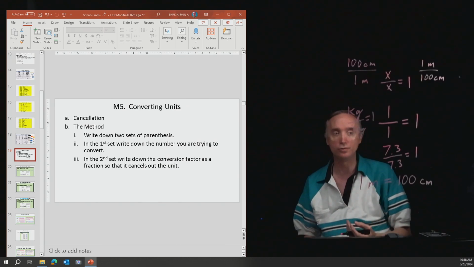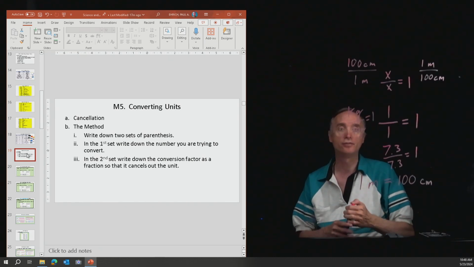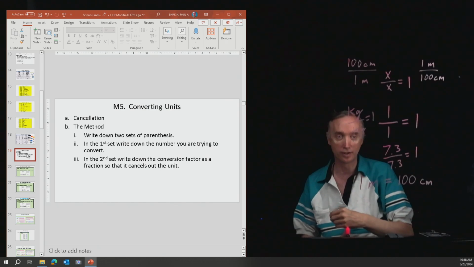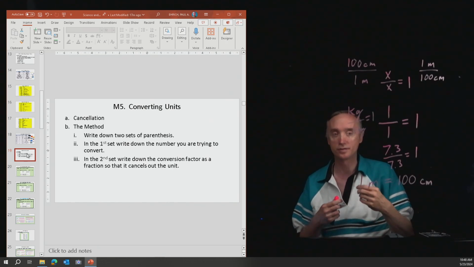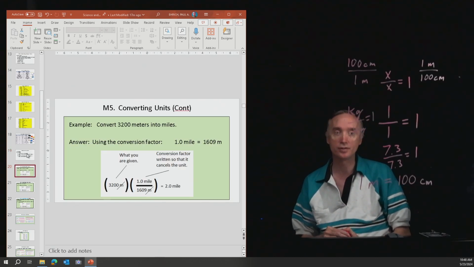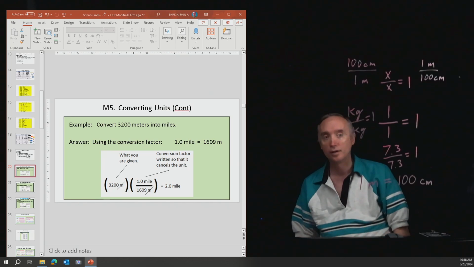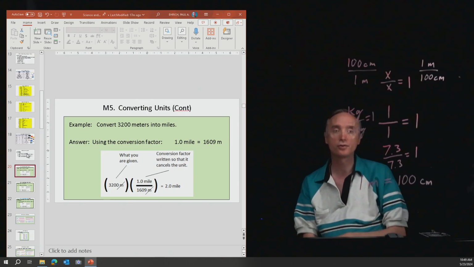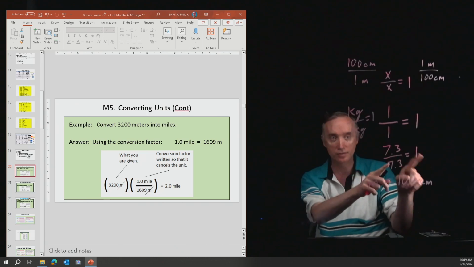Which one you use is going to be determined by what unit you're trying to cancel. Otherwise you really have a 50-50 shot of getting the problem right, but we want to come up with a method that's going to work every time. So let's do some examples. The first one is to convert 3,200 meters into miles. We're going to use the conversion factor that 1 mile is equal to 1,609 meters, and we're going to write down 2 sets of parentheses.